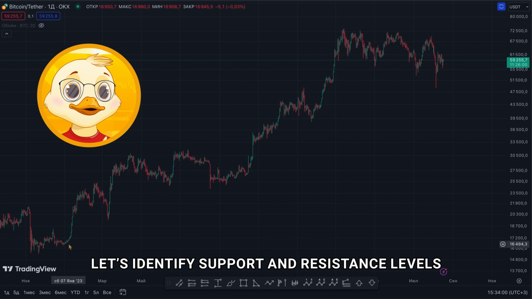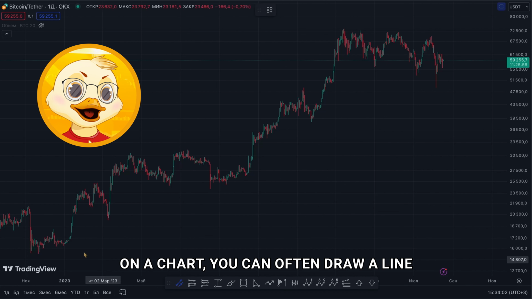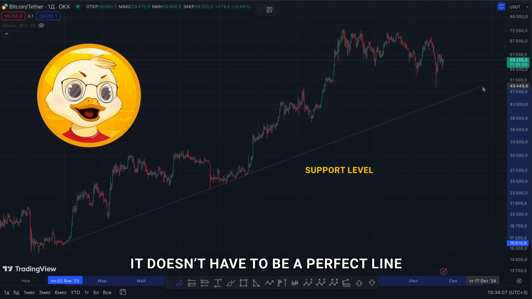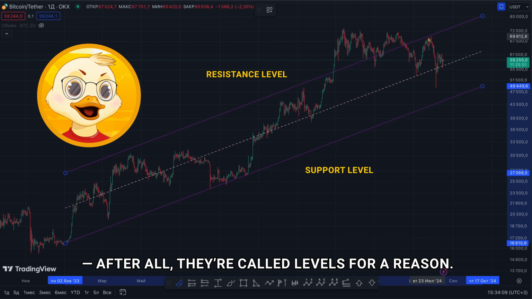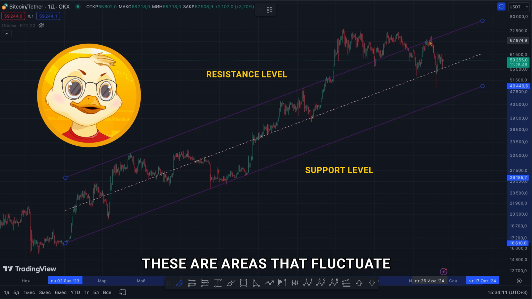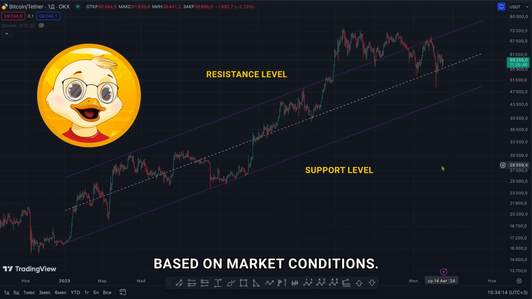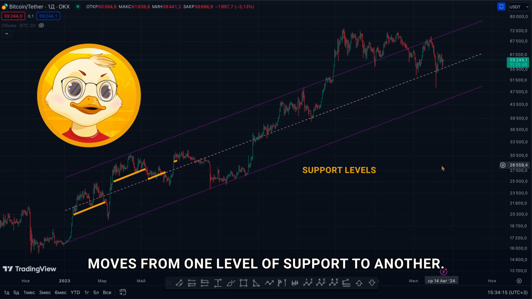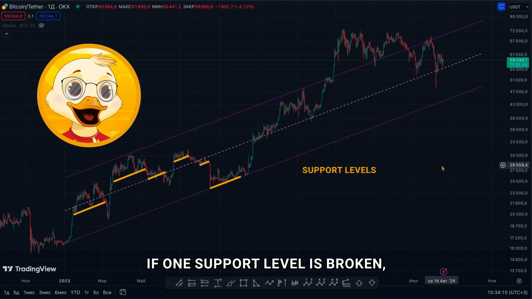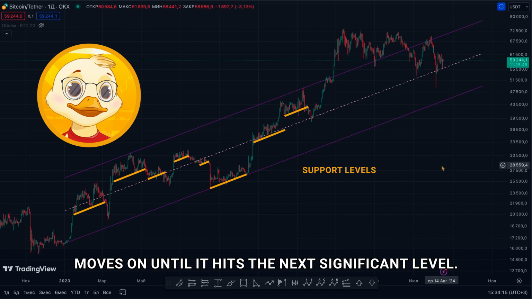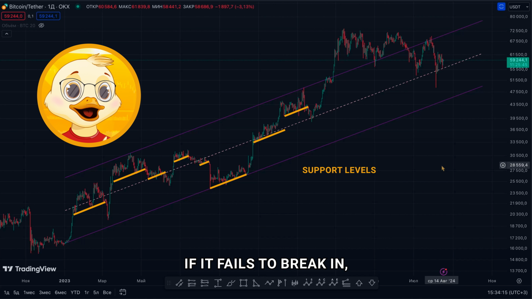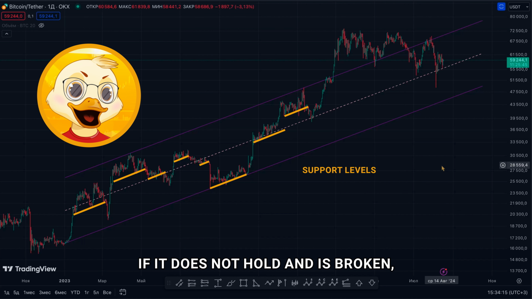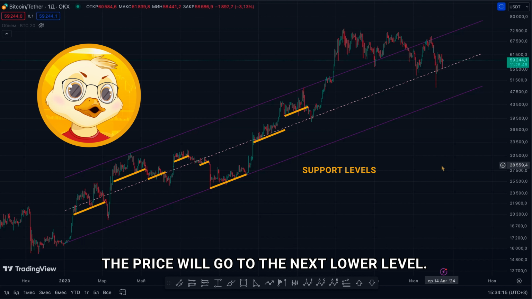Let's identify support and resistance levels. On a chart, you can often draw a line connecting the lows and highs of the market. It doesn't have to be a perfect line. After all, they're called levels for a reason. They are areas that fluctuate based on market conditions. The price of any asset moves from one level of support to another. If one support level is broken, it moves on until it hits the next significant level. If it fails to break it, it goes back to the previous support level.